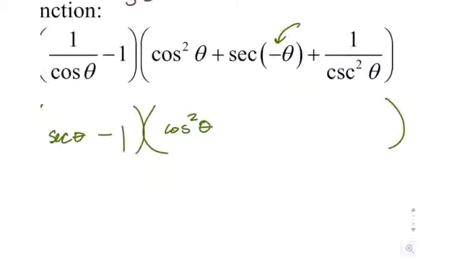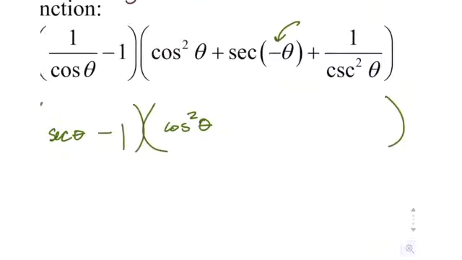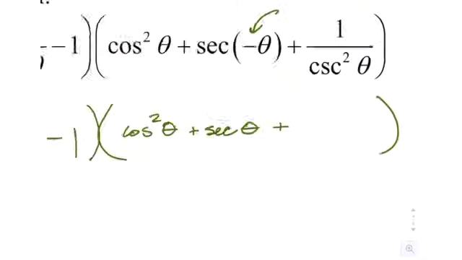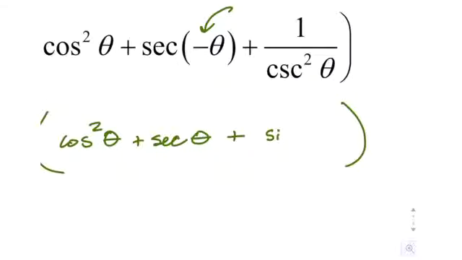That means that the negative inside, what? Comes out front or goes away? It just goes away. Cool. So we're just left with plus secant of theta. And now plus, ooh, I have another fraction. 1 over cosecant squared can be written as what? Sine squared. Good. Remember, the ratio identities and the reciprocal identities can work for any powers.